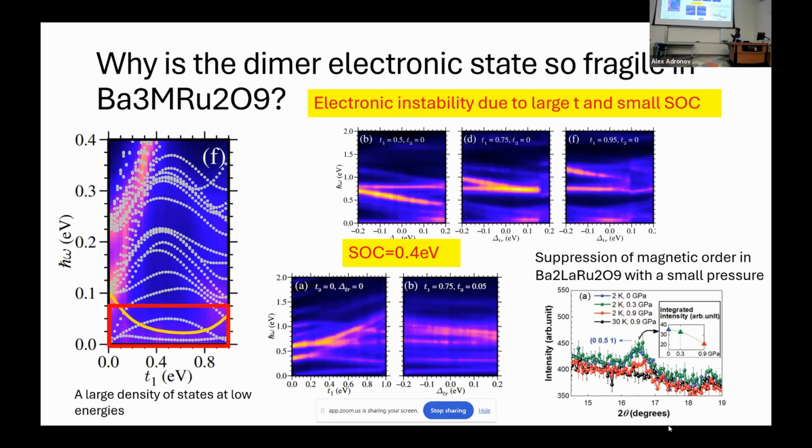So I think we understand why this dimer is so fragile: you have a small spin orbit coupling, which makes the 4D system inherently sensitive to perturbation. And now you add a T1, which actually makes the system very unstable. So you might be wondering, can we actually drive quantum phase transitions in these materials? It turns out that we can.